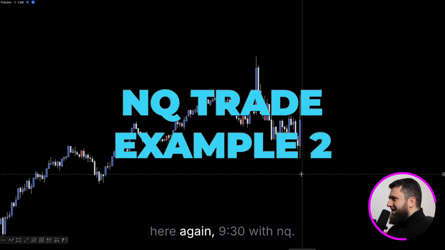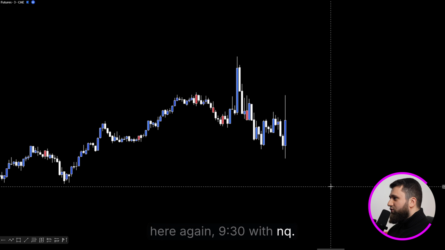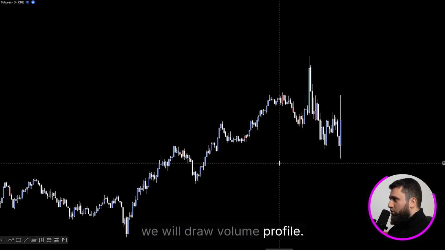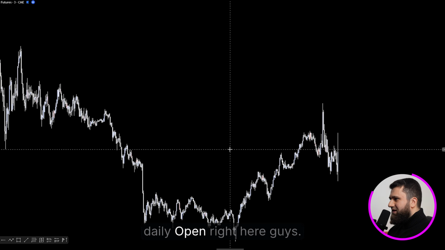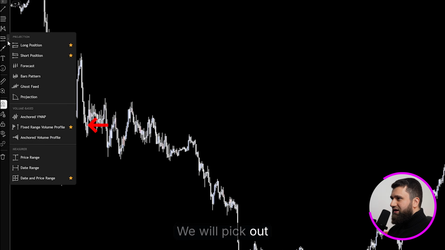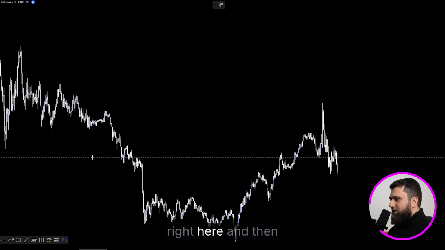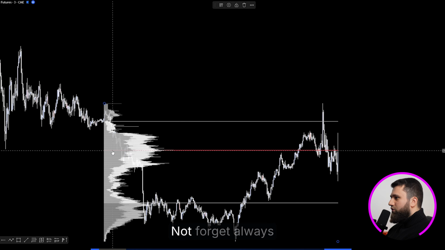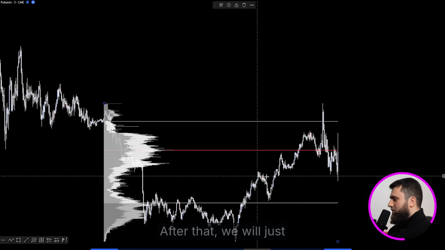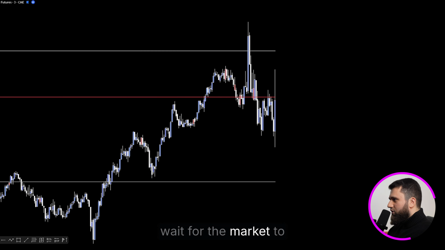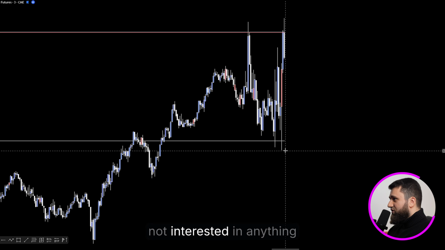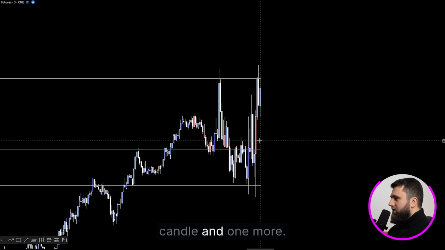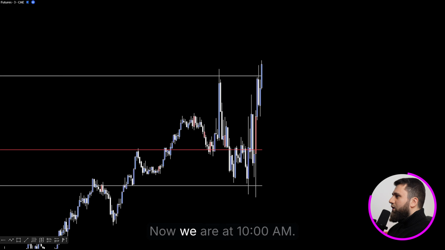So right here again, 9:30 with NQ. And the first thing we will do once we get to the charts, we will draw volume profile. So let's go all the way to the daily open right here, guys. We will pick out the volume profile right here, and then we will go to the daily open and draw it all the way right here. And not forget, always do extend right. After that, we will just wait for the market to develop, because we are not interested in anything before 10 a.m. right? So we'll play one more candle and one more. Perfect. Now we are at 10 a.m.